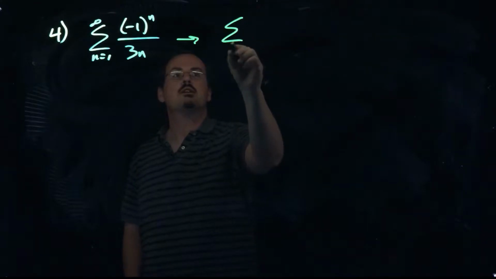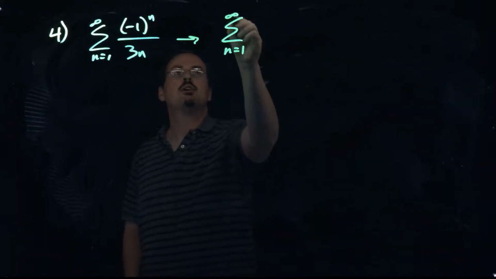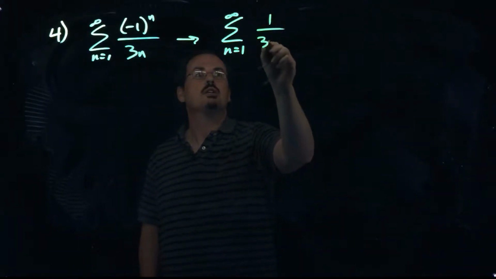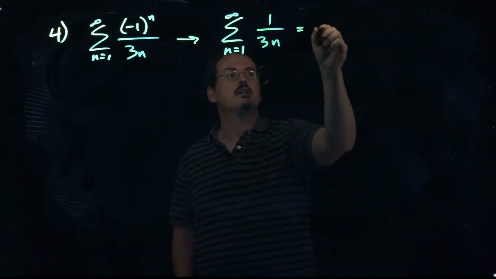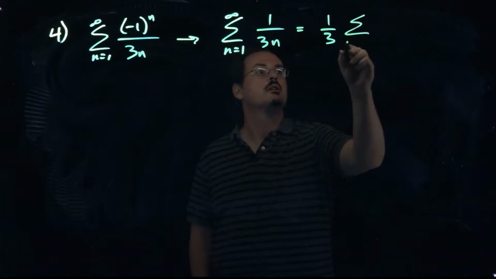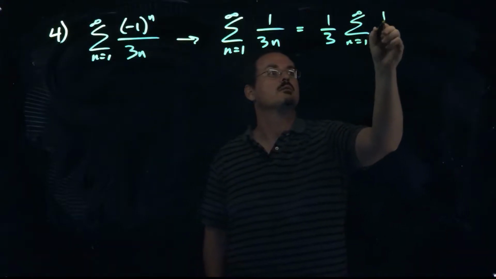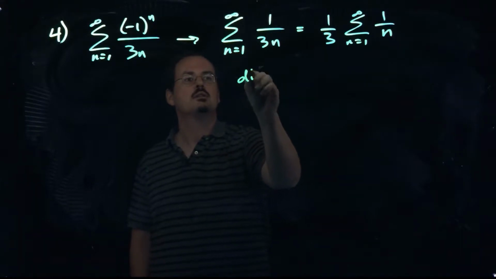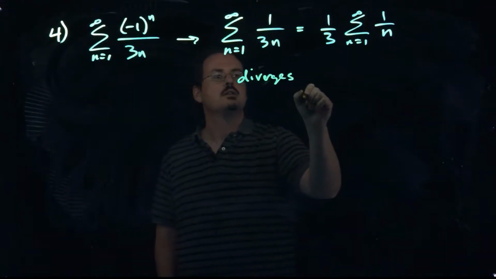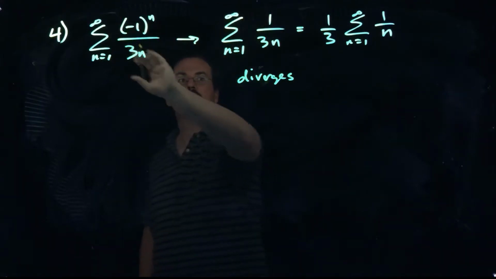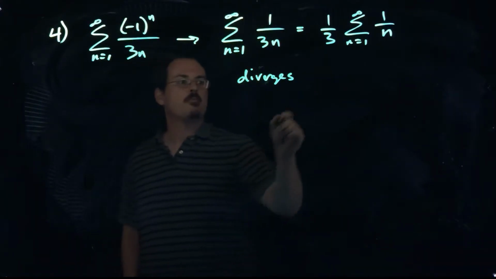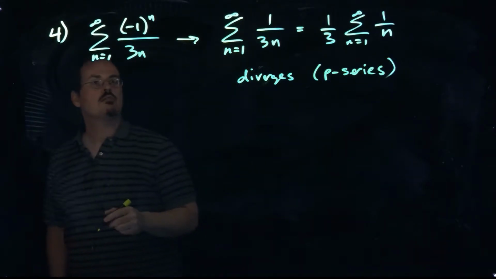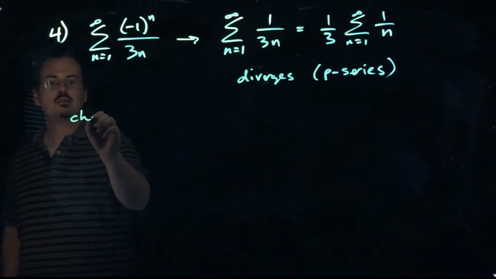So the absolute value here, if I take the absolute value of this thing, the (-1)^n is going to go away. So I'll check 1 over 3^n, which you can actually write as 1/3 of this series here, which is 1 over n, and we know exactly what happens to that. This is divergent. So again, this is the absolute value of this series that we're checking first, and that's a p-series. And then since that one diverges, we have to go ahead and check the original one as well.